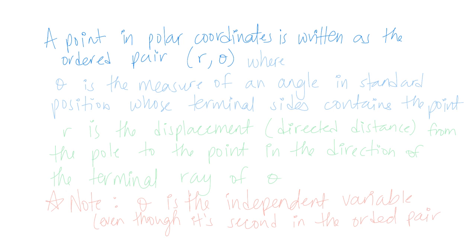A couple important notes before we start plotting a point. You're always going to be given the point as r theta. Theta is the angle measured in standard position. Standard position is going to be from that polar axis because it's from the positive x-axis in the Cartesian plane. R is the displacement, and it is a directed distance. So if r is negative, we are going to go in the opposite direction, and I'm going to show you that. Again, theta is the independent variable, not r. Those are the important notes, and now we'll start actually plotting points.